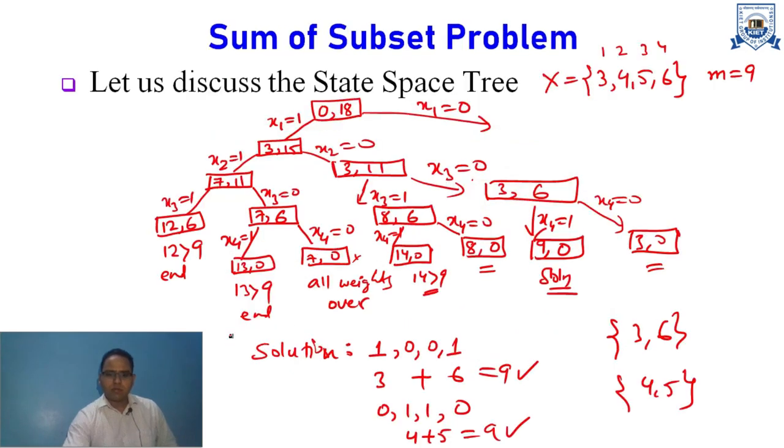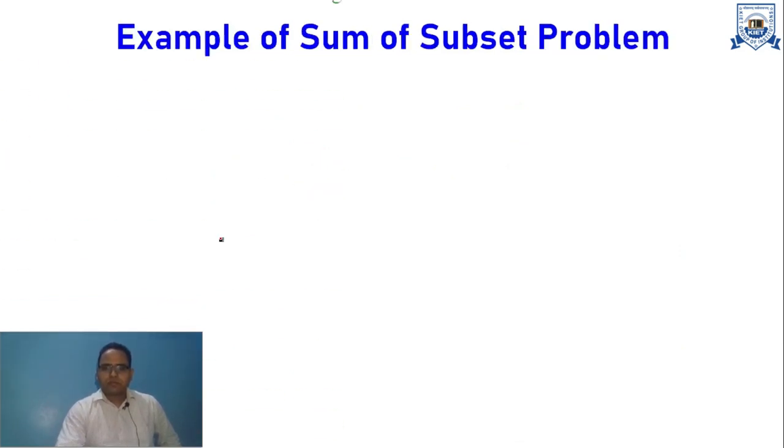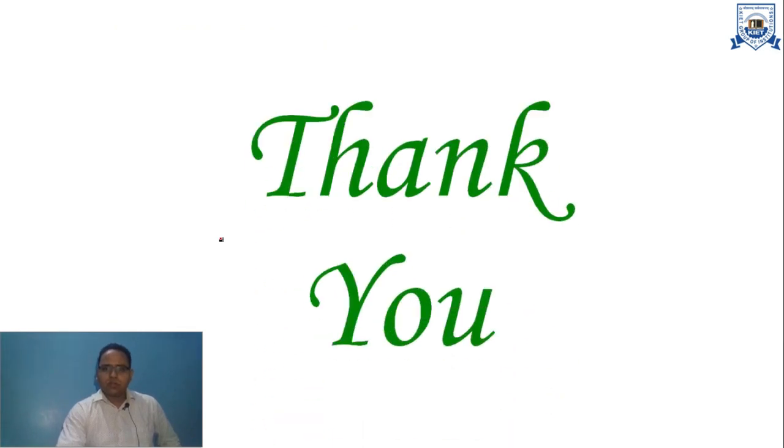If you see in the previous example where these bounding conditions appeared, here you can see this one is bounding condition 1, that we have discussed, and here in this case it is bounding condition number 2, where we have got 7 less than m, but we have used all elements, so we can't reach 9. But here the total weight is greater than 9. So these two are the bounding conditions that we have used. Okay, so this is the thing. Thank you so much.